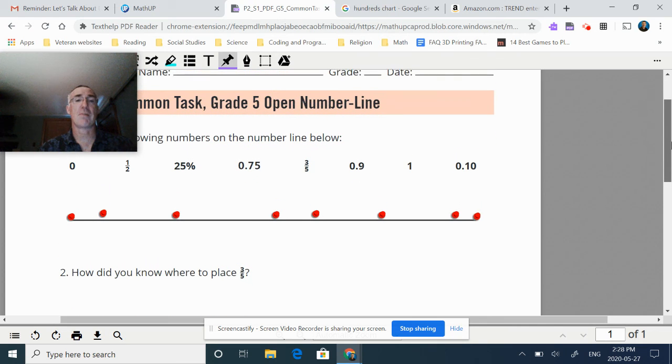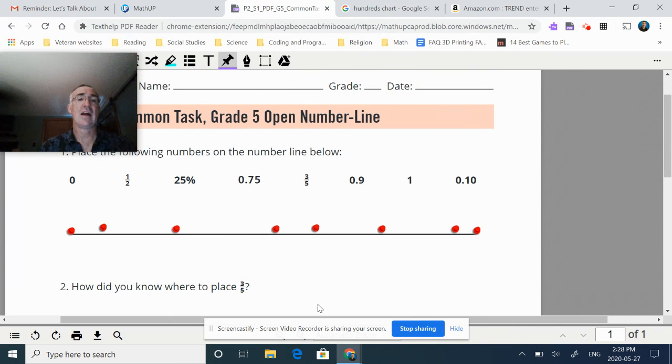If I look at my second question, how do you know where to place 3/5? That's where I was doing my jumping, understanding that I have 20 fives in 100, and I counted out 20 jumps of 3. So 3, 6, 9, 12. I got to my 30, doubled that, and brought it to my 60. So I knew that it was going right in that area right there.